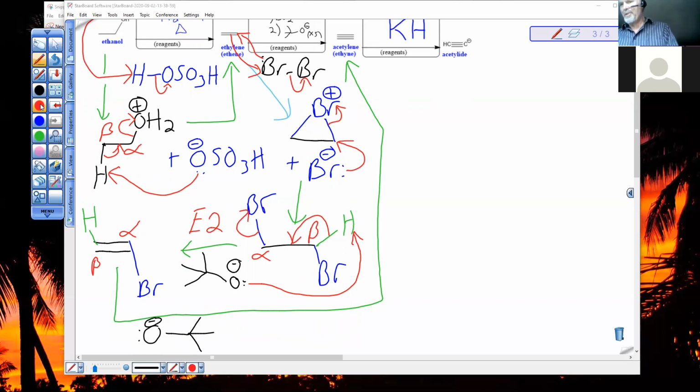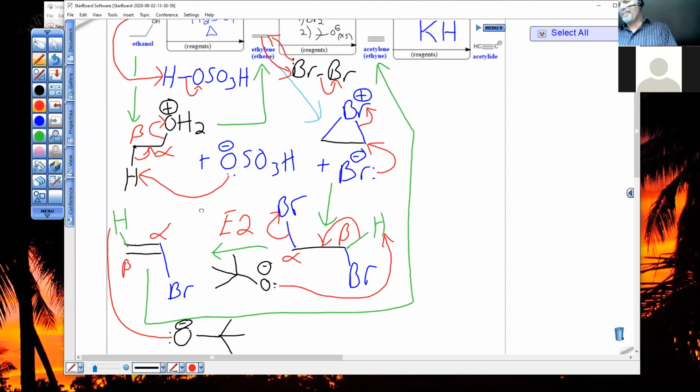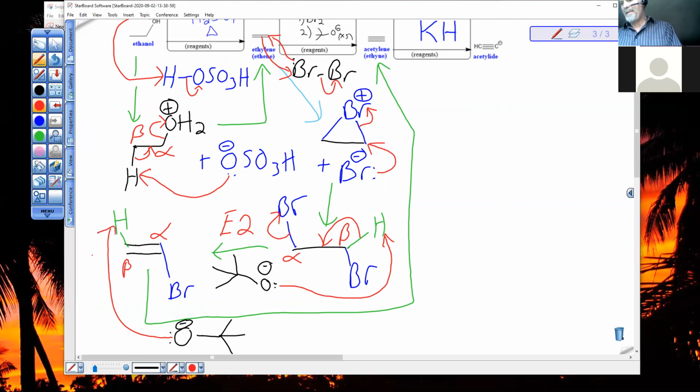Grabbing the H here. Oh, off screen. Doesn't like it. Grabbing the H. Sigma becomes pi. Bromide leaves. Voila. You have acetylene.